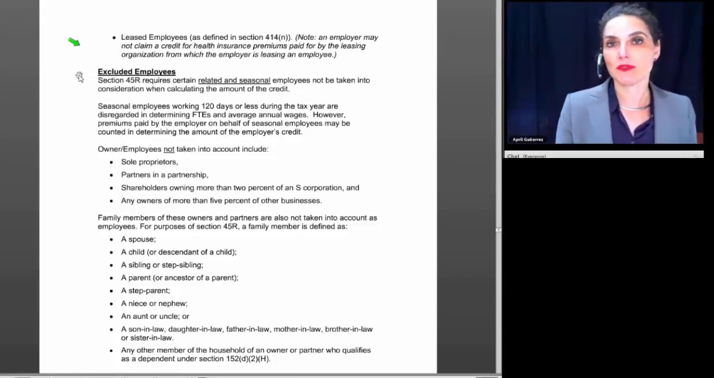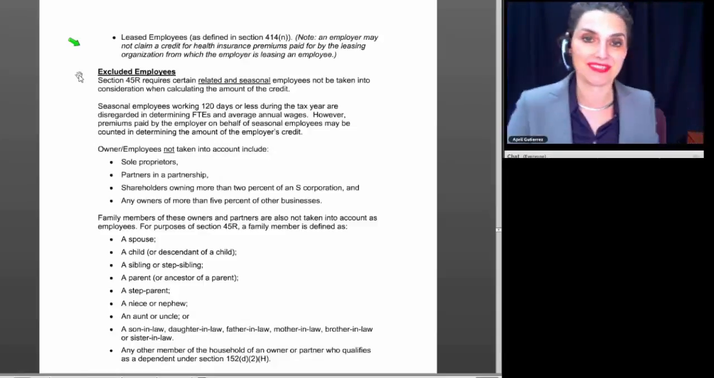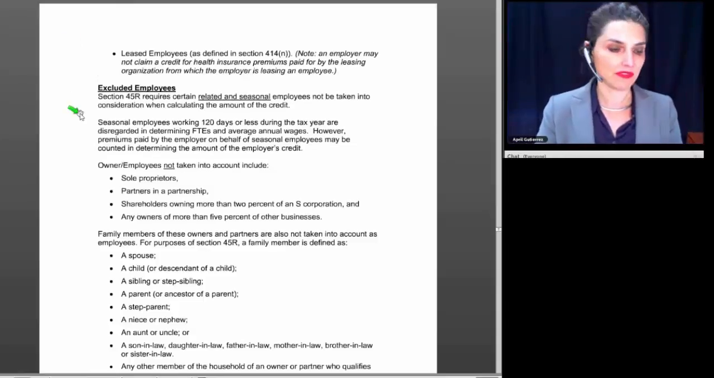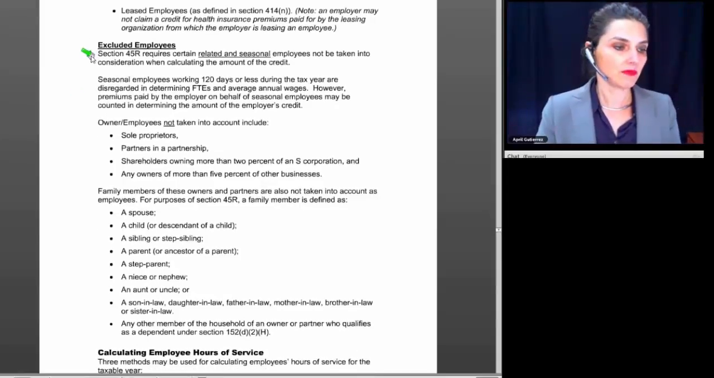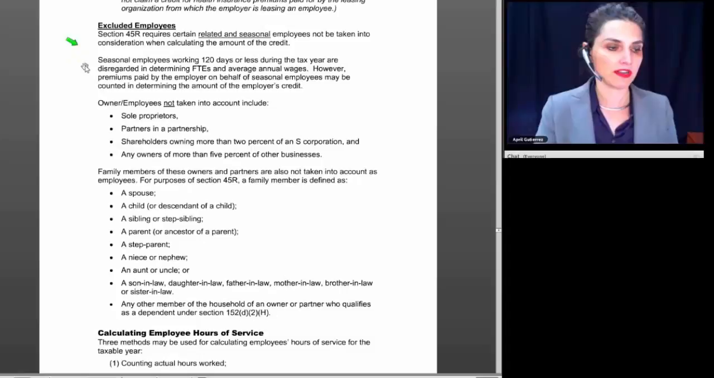So if the strategy of a particular employer is to not hire workers and lease them instead, they're still going to have to count those leased employees as employees for purposes of determining whether they exceed the minimum number of employees. So who is excluded? Well, Section 45R requires certain related and seasonal employees not be taken into consideration when calculating the amount of the credit.